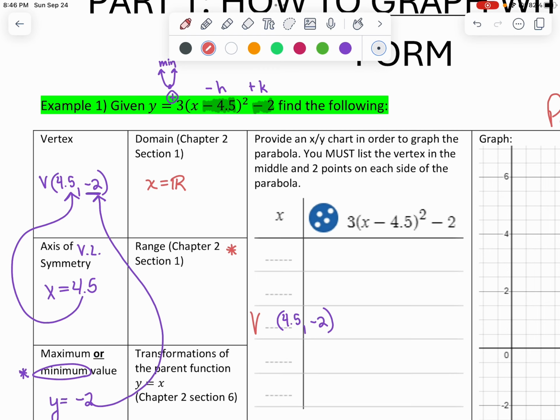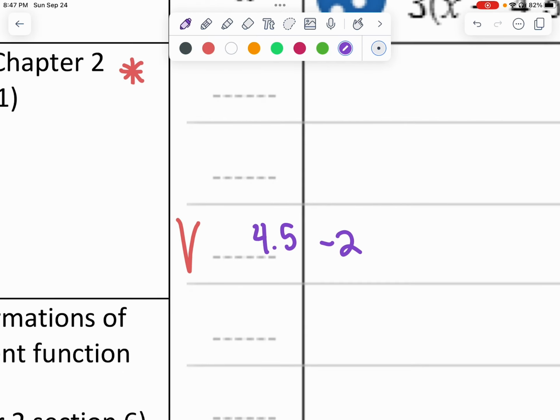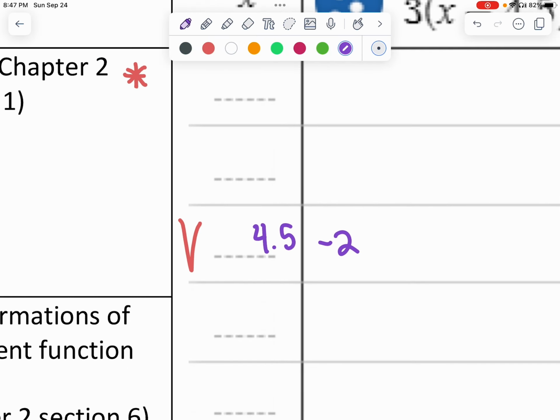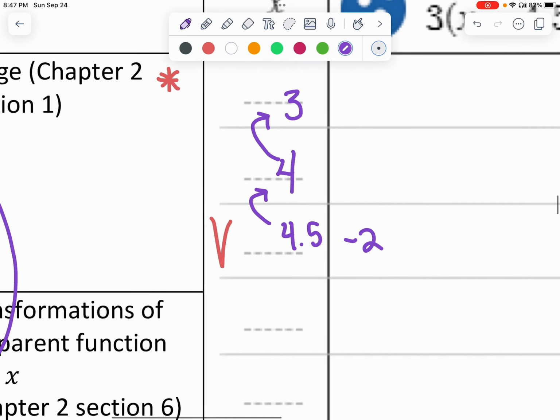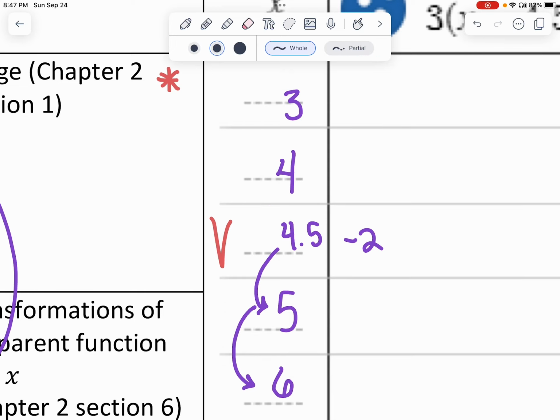And then what you do, hopefully you have your volume on, you surround the x value of the vertex with numbers that would surround it on a number line. So tell me, what's a little lower than 4.5? How about 4? What's a little lower than 4? How about 3? What's a little higher than 4.5? 5. What's a little higher than 5? 6. Now, for all I care, you could go way lower, and you could do decimals if you wanted to.